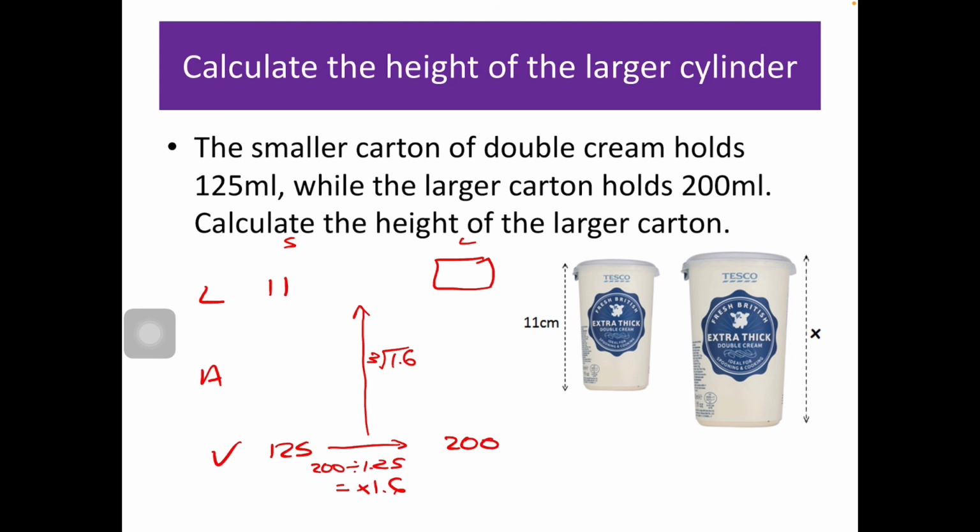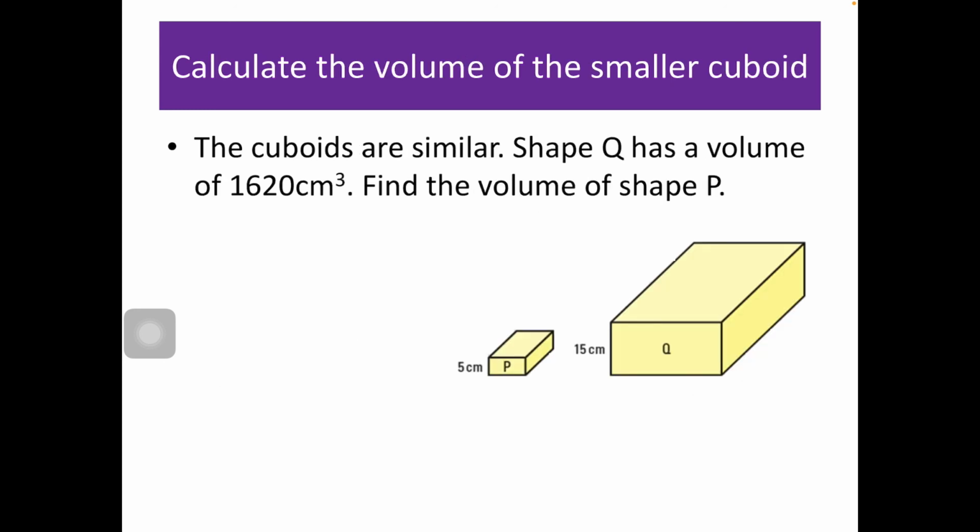Okay, so if I do the cube root of 1.6, and I'm going to put this all into one, so we've got 11 times by our cube root of 1.6. So our height of our carton should be 12.87. So don't forget, to go from volume to length, we've got to cube root rather than cube.